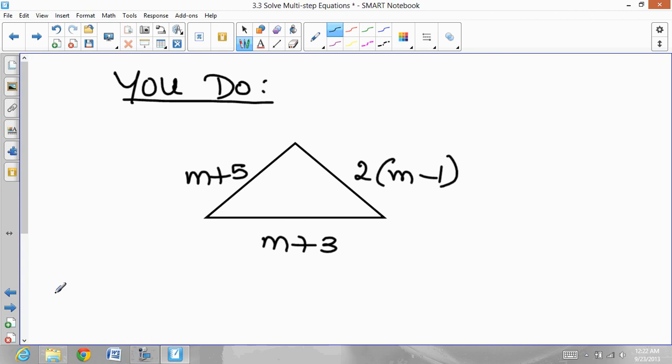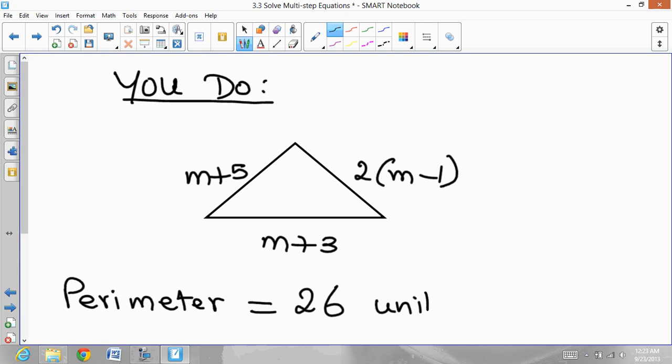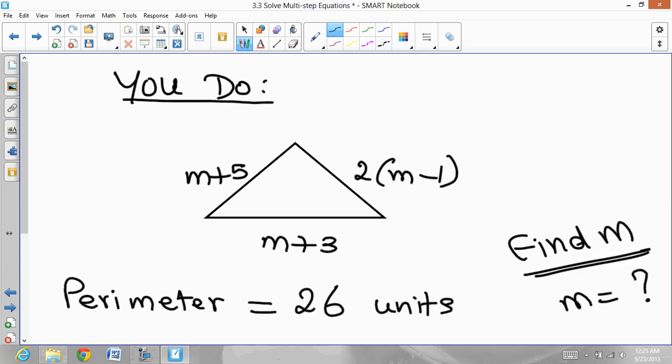So I am giving you one other clue that the perimeter in this case is 26 units. So what I need you guys to do is, if the perimeter is 26 units, I need you guys to find m, which means solve for m, which means I need to find what m is equal to. Go ahead and give this question a try, solve this question, and we will go over these questions tomorrow in the class.